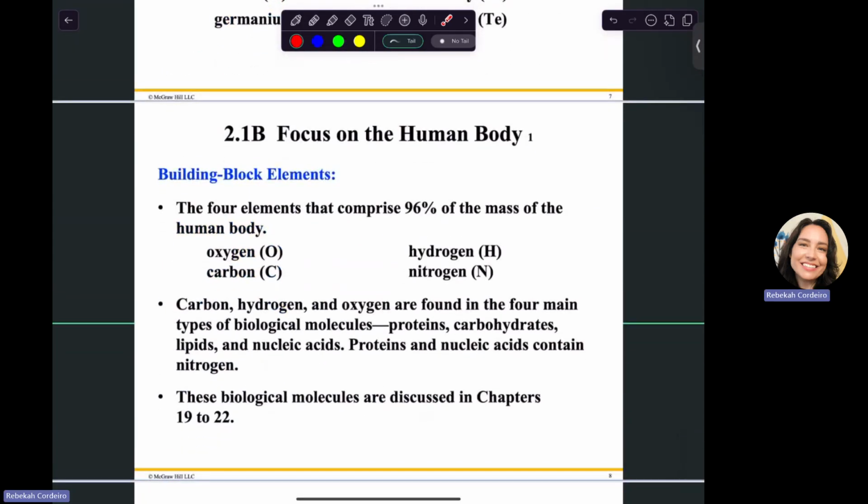So just a quick little connection to the human body. There are 4 elements that make up 96% of the mass of the human body: carbon, hydrogen, oxygen, nitrogen. Organic chemistry, which you'll take next semester in 1152, focuses mostly on these elements. They make proteins, carbohydrates, lipids, nucleic acids. They all contain these elements.